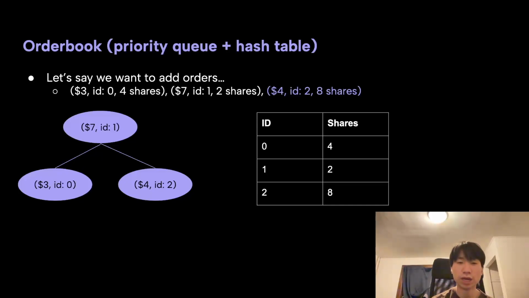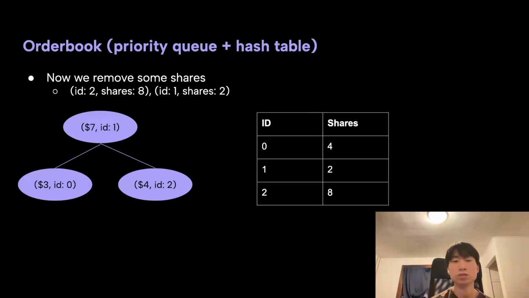So now that we added a couple of things, we might get a set of remove messages. For example, we might get these 2 messages here, and the first message is asking us to remove order ID 2. Like before, this is in the middle of the heap. But now with this hash table, we just ignore the heap. We go to the table and see that ID 2 has 8 shares. We want to remove 8. Now it has 0. But we still don't know where it is in the heap, even though we can see it here.